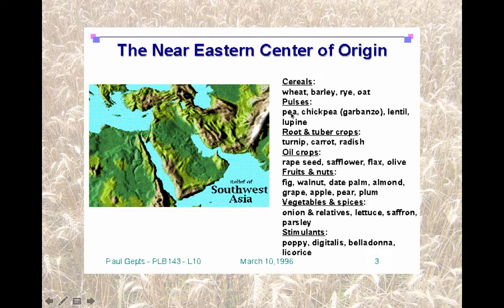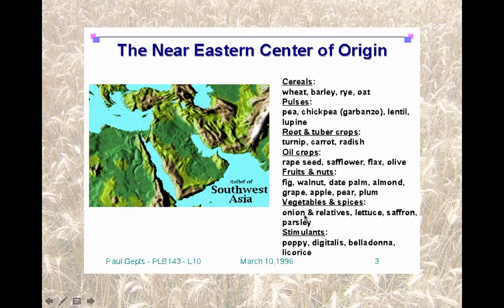Pulses, which are like legumes, peas, chickpeas, lentils, lupins. There's actually only one species of lupin that's edible, just FYI. Oh, the turnip appeared again. Carrots, radishes, rapeseed, safflower, flax, olive, fruits including fig and walnut, date palm. You guys had fresh ones on our Chinatown tour. Almonds, grapes, apples, pears, and plums.